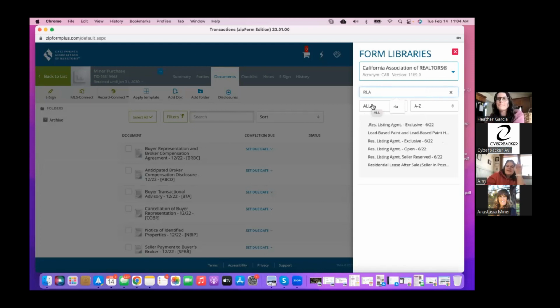Residential listing agreement. You're looking for the residential listing agreement exclusive, in case anybody was wondering. There's a couple of different options, your open option and seller reserve. So just so you know, there's a couple different options. Just avoid those altogether and go with the exclusive.